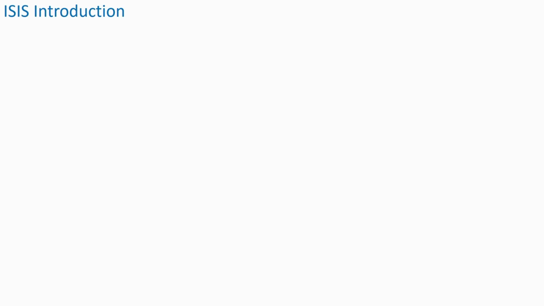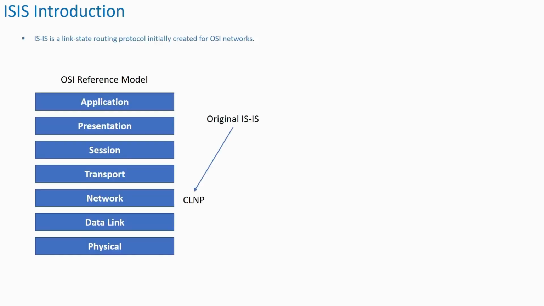Now that we have discussed the course outline, let's discuss the ISIS routing protocol. ISIS is a link state routing protocol initially created for OSI networks. So OSI networks are the networks based on the OSI reference model.